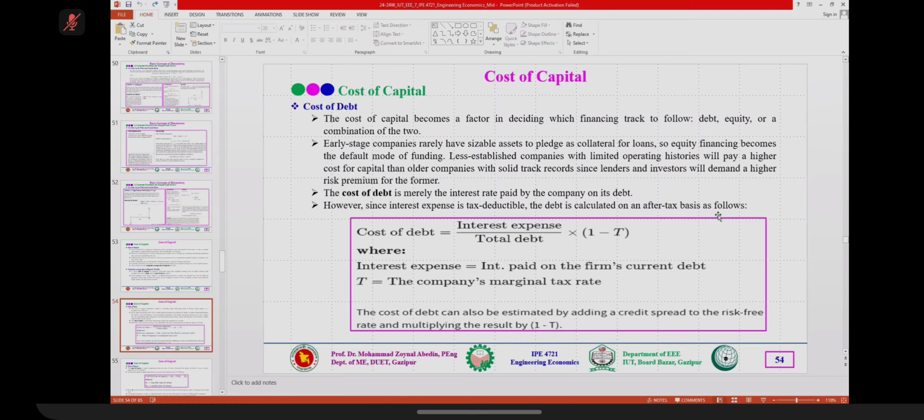So the cost of debt can also be estimated by adding a credit spread to the risk-free rate and multiplying the result by (1 minus T). So cost of debt equals interest expense divided by total debt, times (1 minus T).